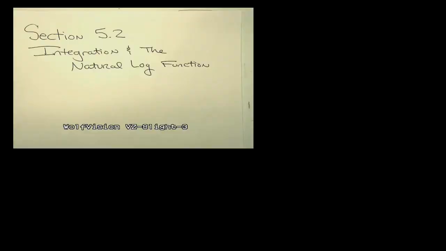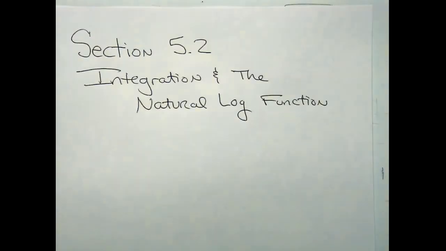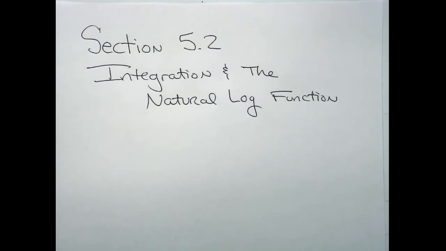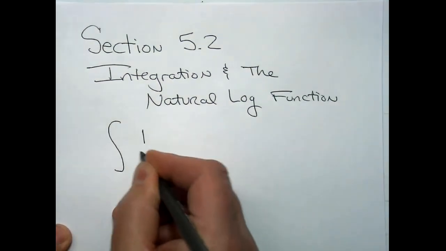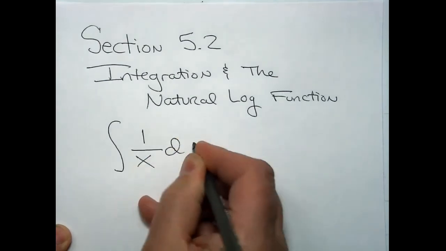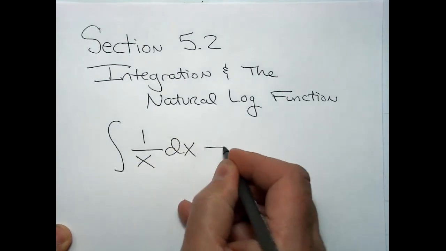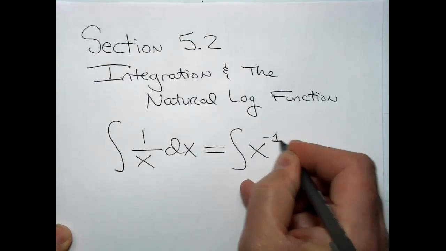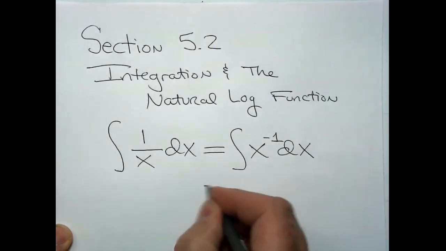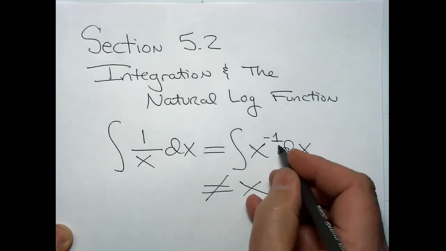So let's take a look at the log rule for integration. This is from section 5.2. And the log rule states the following. If you were to integrate the pattern 1 over x, here's what you do not get. First of all, this, by the way, is equal to x to the negative 1 if you want to write it that way. But it is not equal to the power rule.